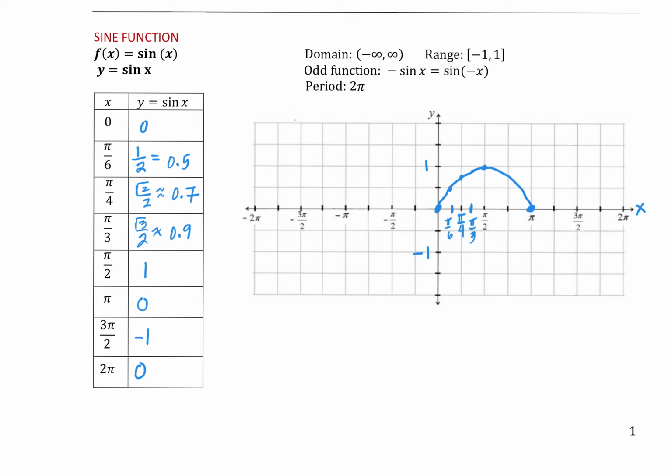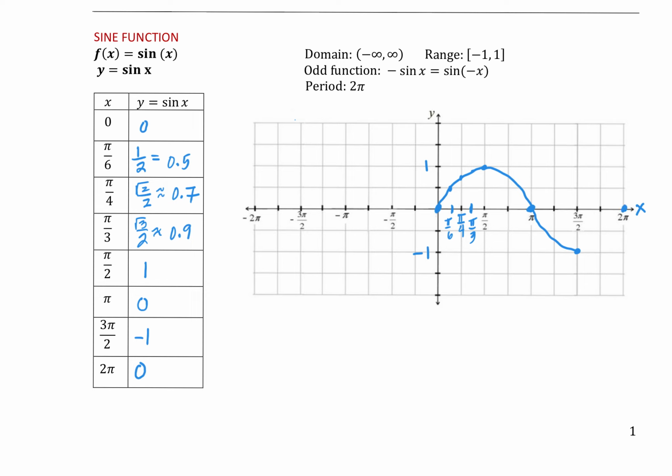The next value after pi over 2 on our unit circle would be 2 pi over 3. So if you do sine of 2 pi over 3 in radians, you should get that that's about 0.9. So these values are going to mirror each other. It'll go 0.9, 0.7, 0.5, and 0 at pi. Now from pi to 3 pi over 2, we're in the third quadrant, sine is negative. At 3 pi over 2, we're going to get down to negative 1. And again, I'm just mirroring that curve from 0 to negative 1.